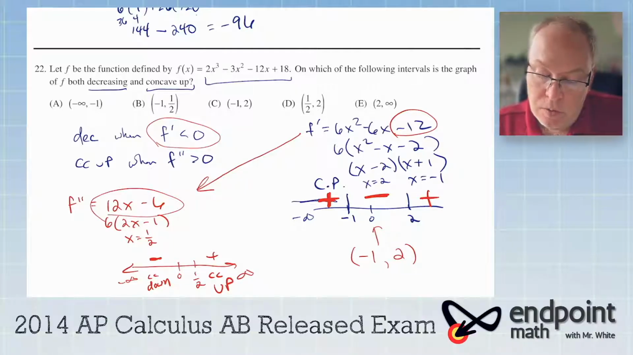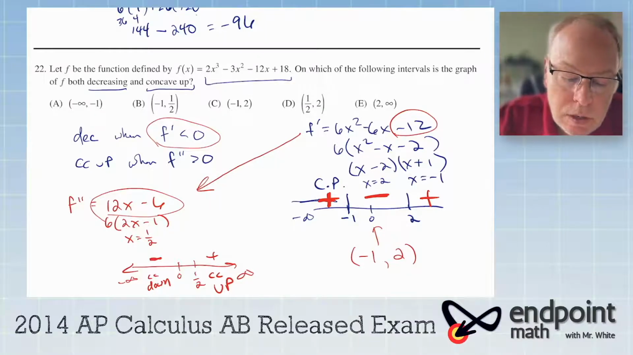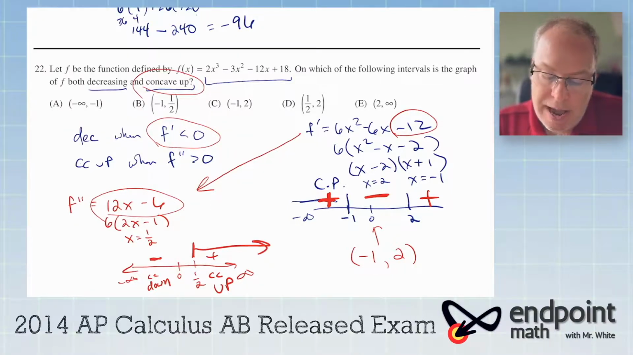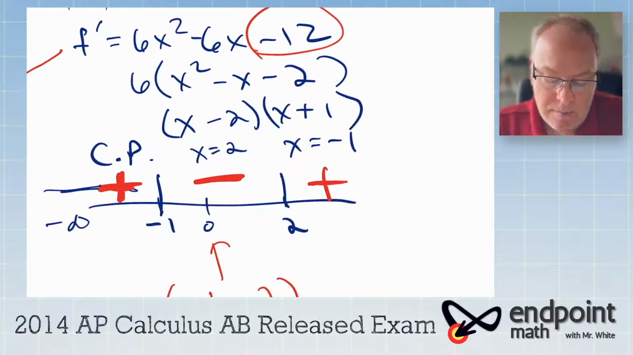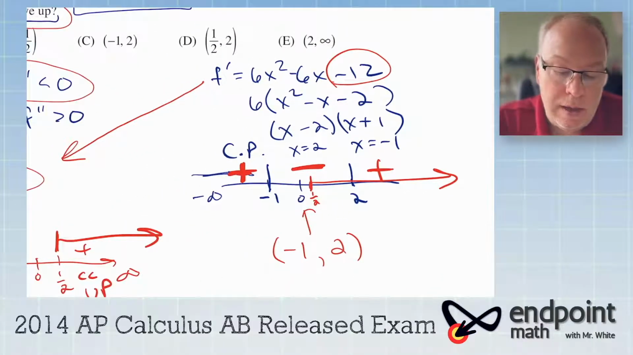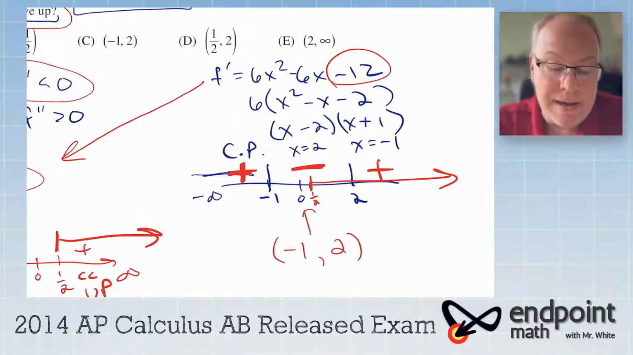All right, so let's go. We just figured out that when we're looking for concave up, we want 1/2 and higher. So if I come over here, here's a half, 1/2 and higher. So where is the overlap? Where were we decreasing but concave up?